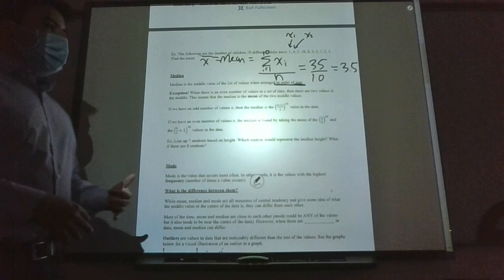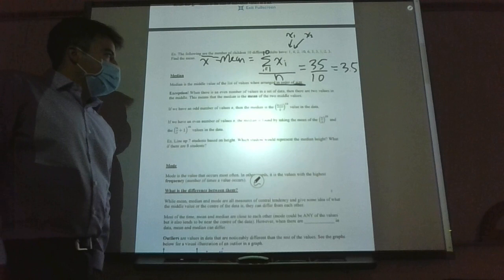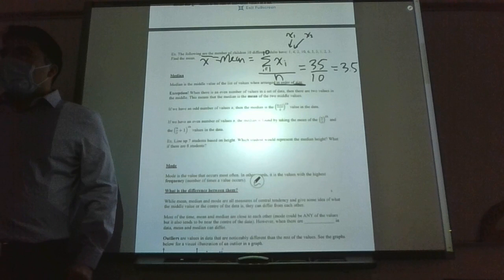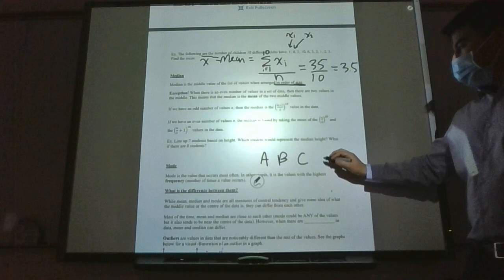Data might be given to you in a random order, like the one up here. It wasn't originally given to us in order, so the first step is to put it in order. This one, I would say, is easier. You basically line them up and find the middle number. If you have, for example, five pieces of data, let's say the names Alice, Bob, Charlie, Diana, and Edward.